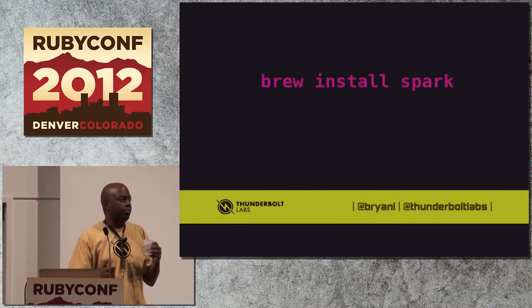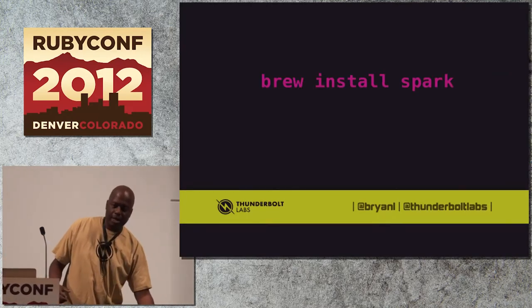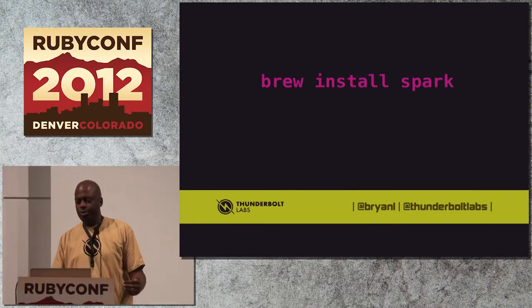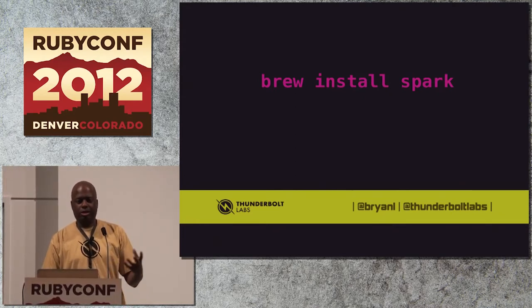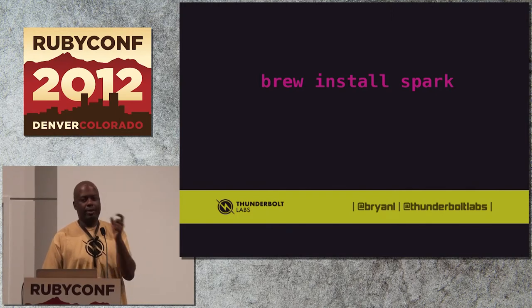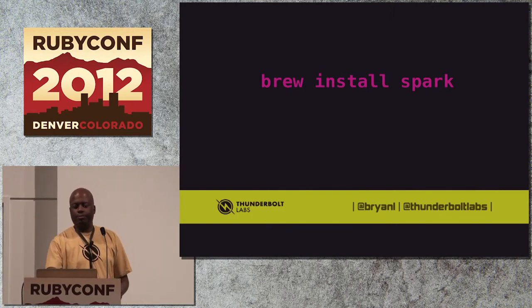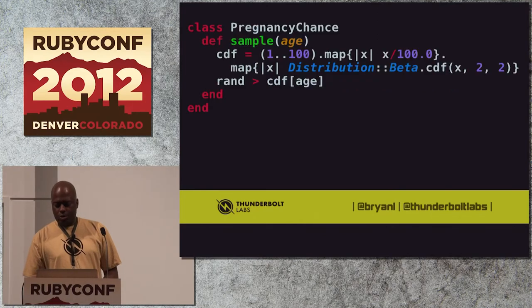I mentioned Spark earlier. If you're on a Mac and you have Homebrew, you can brew install Spark. It's neat. You can just pass it a list of numbers, and it'll create a graph for you. Here's what I was talking about with pregnancies before, and a little sample code here.